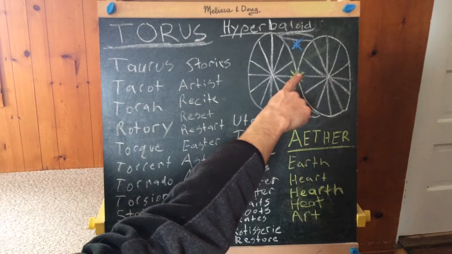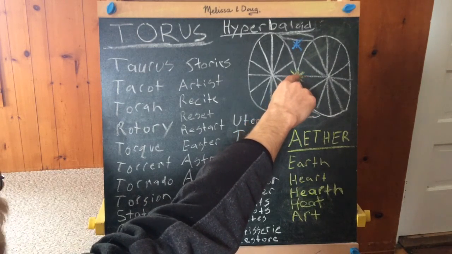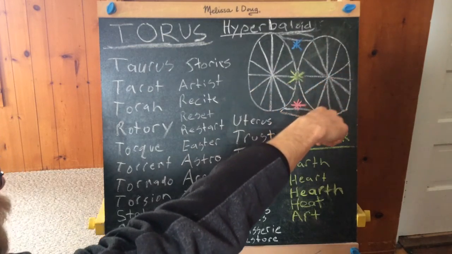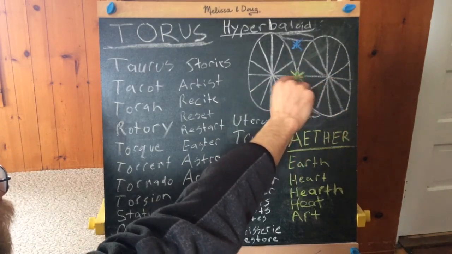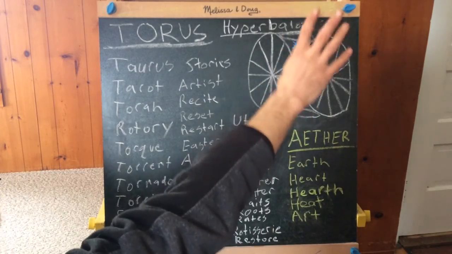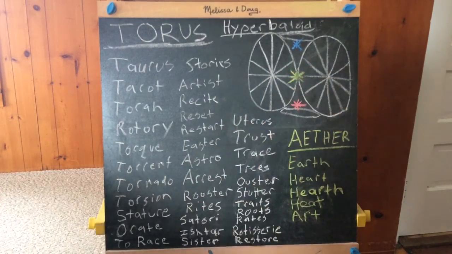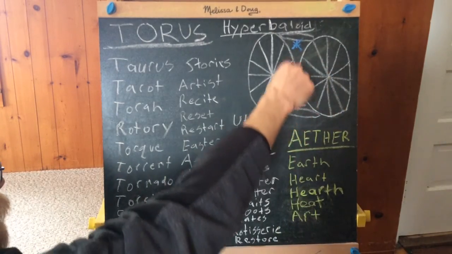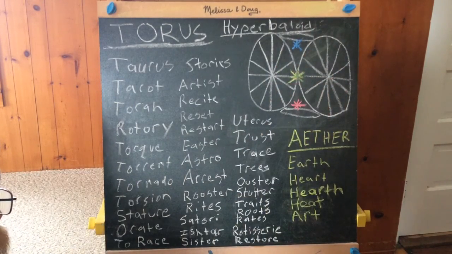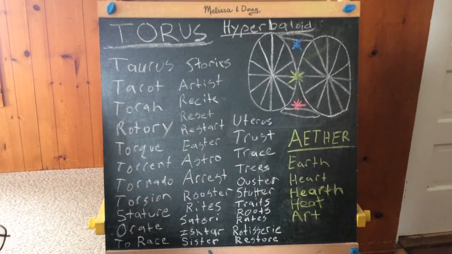Rooster. Not only is this sort of the spring equinox, but it also represents 6 a.m. You know, noon, 6 p.m. and midnight. And 6 a.m. is when the rooster crows to roust us out of our sleep. This is the sleeping hours. Rites. This is where rites of passage happen. Satori. This is, you know, sort of spiritual oneness.